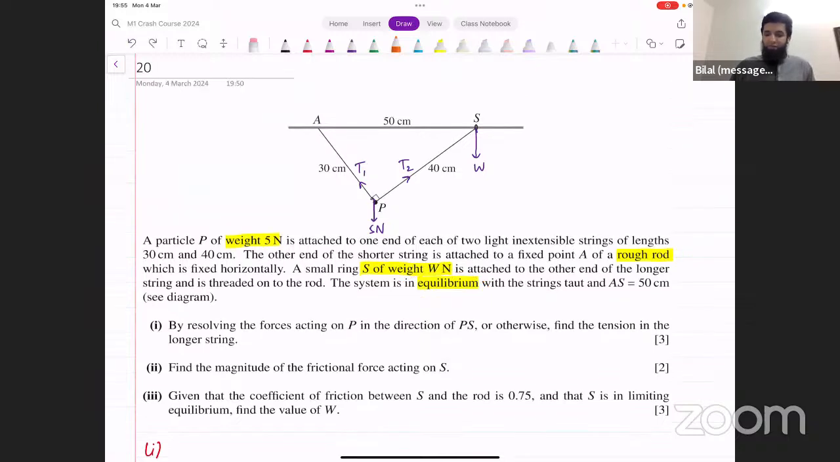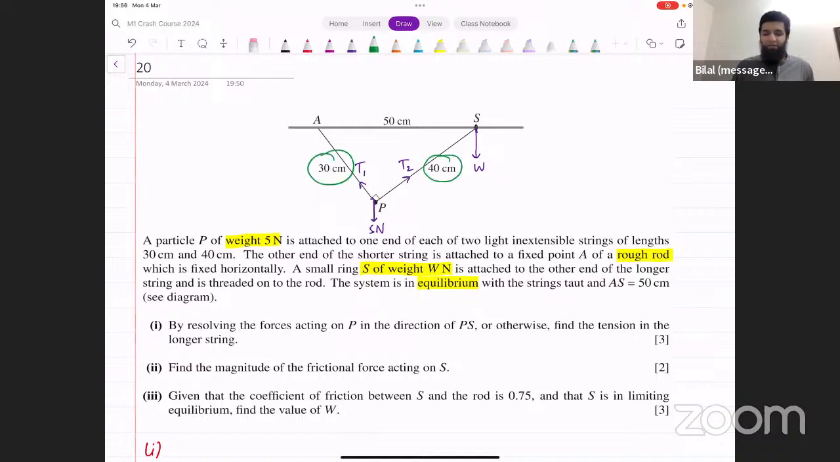What we need to do is find the tension in the longer string. What's the longer string? The longer string is this 40 centimeter one. So we want to find the value of T2. That is what we're looking for, the value of T2. Now, how do you find this? You first of all need the angles, right? We don't have any angles given here. So we can't resolve T2 or T1 or any of these forces.